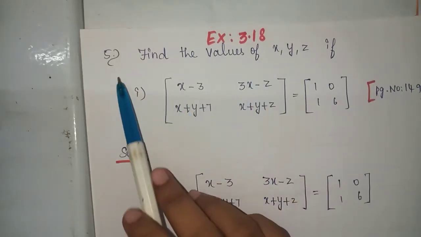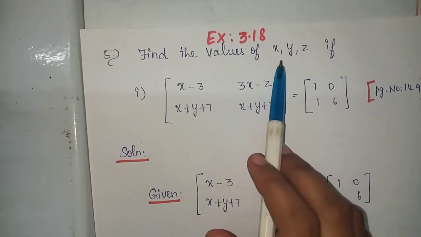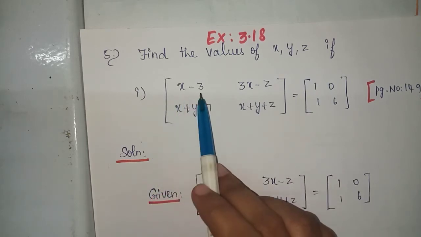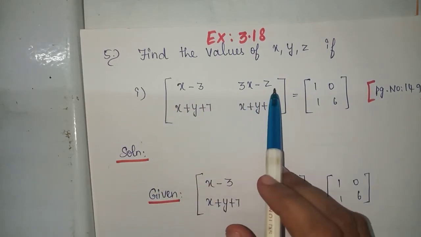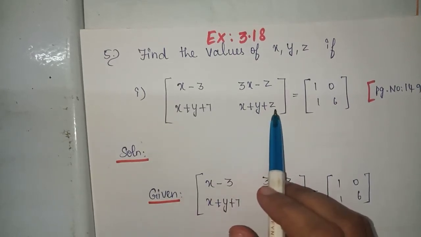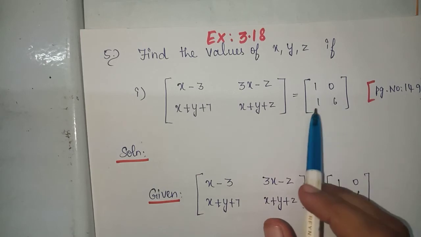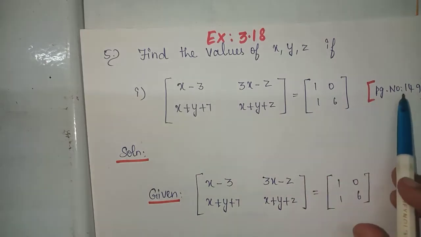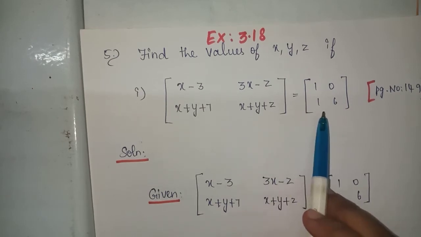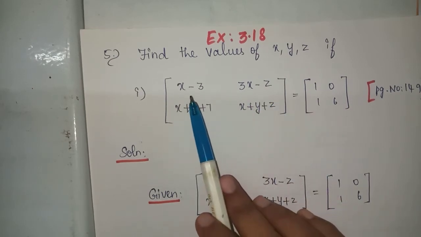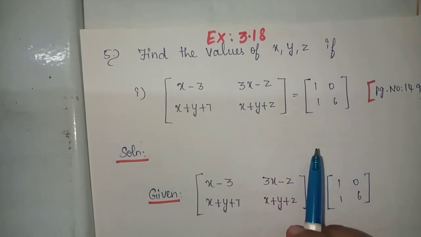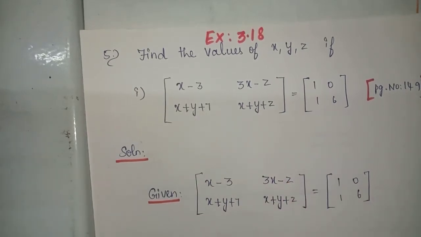Exercise 3.18, fifth question. Find the value of x, y, z if the first subdivision is x minus 3, 3x minus z, x plus y plus 7, x plus y plus z is equal to 1, 0, 1, 6, which is on page number 149. You have to equate these two matrices, equate the corresponding elements, and then find the value of x, y and z.